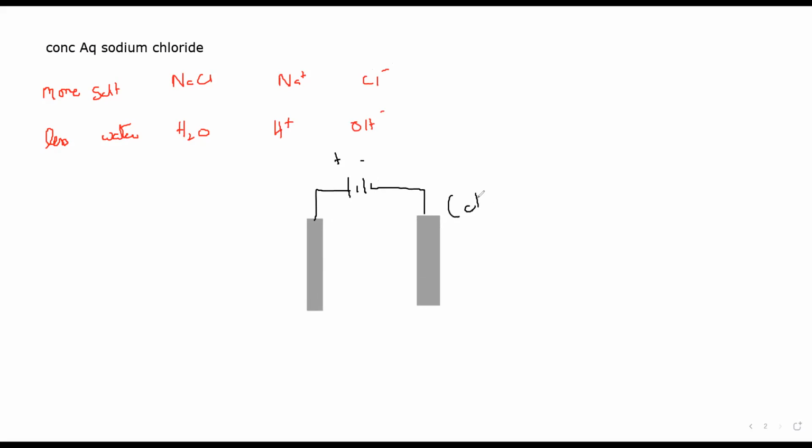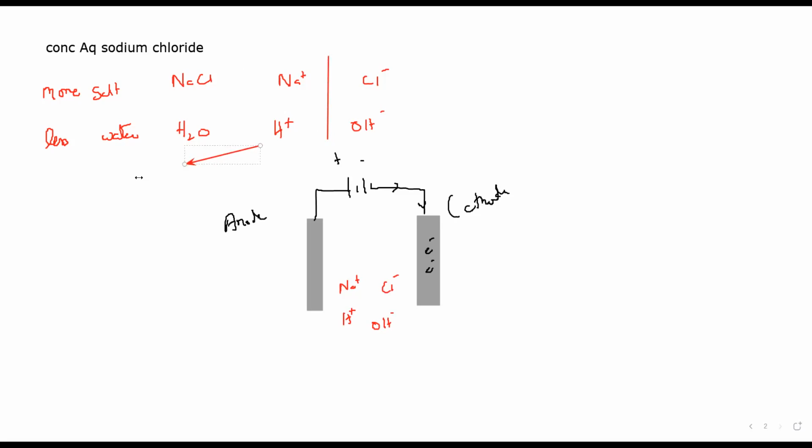The negative terminal is called the cathode, whereas the positive terminal is known as the anode. Electrons will move out from the negative terminal of the battery towards the cathode. So the ions which we have are sodium ion, chloride ion, hydrogen ion and hydroxide ion. So what is the observation? Which ion will move? For positive ions, the criterion we check is the reactivity.